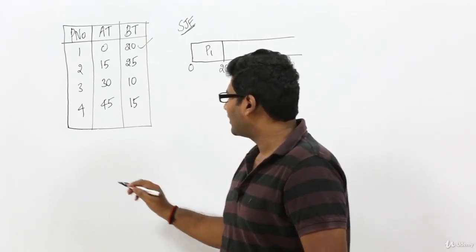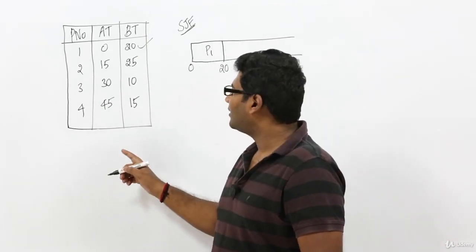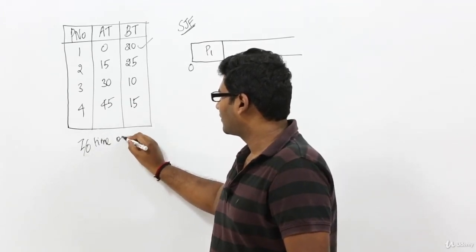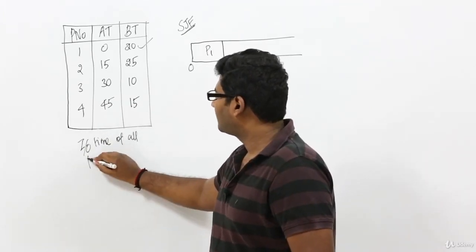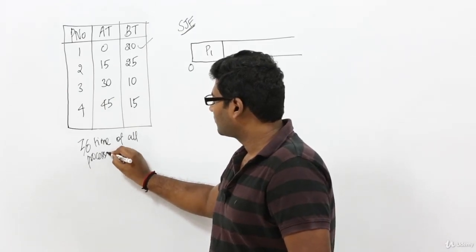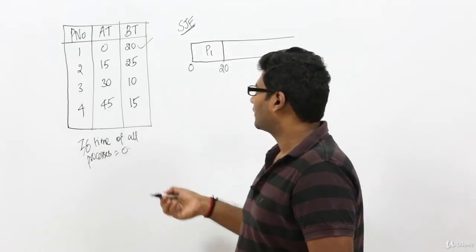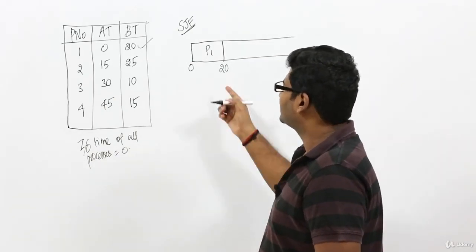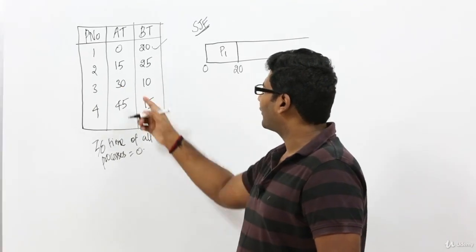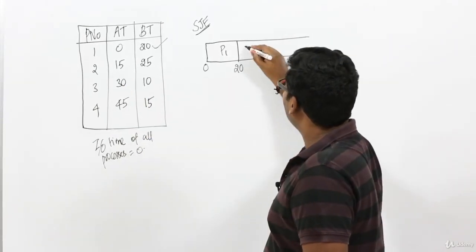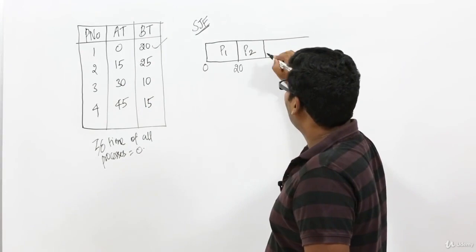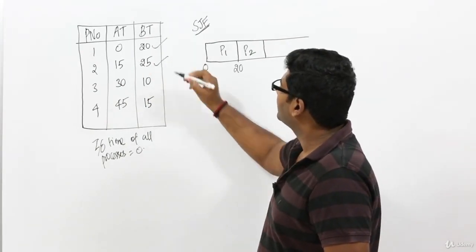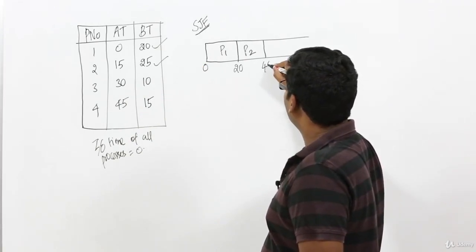One more point for this problem: we assume that the IO time of all processes is 0. This is our assumption. Now at time unit 20, the only process which has arrived is P2. No other process has arrived, so P2 will be scheduled and will go for 25 time units. 20 plus 25 is 45.